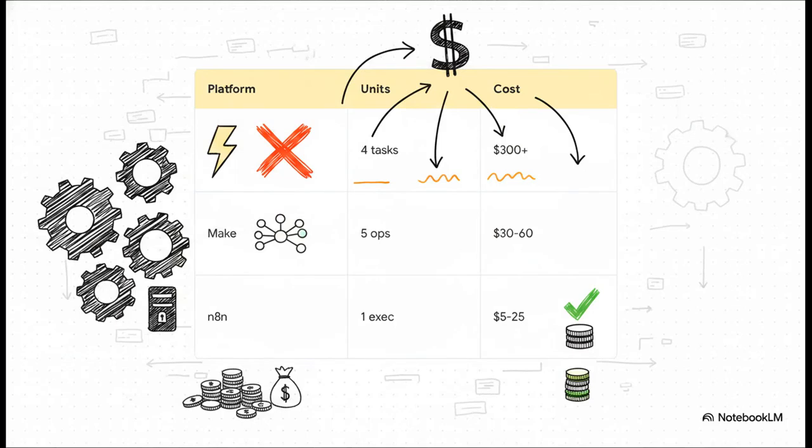Imagine you have a standard 5-step B2B SaaS lead routing workflow and it runs 5,000 times a month. On Zapier, that's 20,000 tasks, which is going to push your bill well over $300 a month. On Make, those 25,000 operations will run you somewhere between $30 and $60. But on a self-hosted N8n setup, those 5,000 executions only cost whatever you're paying for server space. We're talking like $5 to $25 a month.